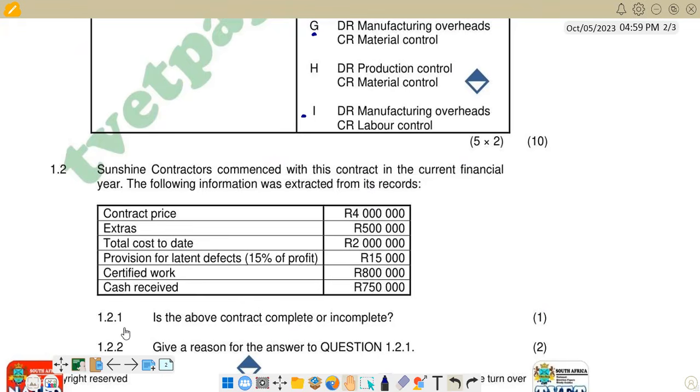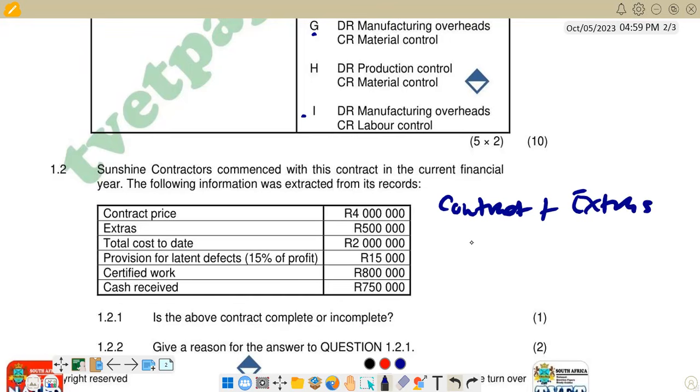Then we need to go to the first question, which is 1.2.1, which is saying, is the above contract complete or incomplete? So what we have to do there is compare the contract price to check whether it's complete or incomplete. We say contract price plus extras.